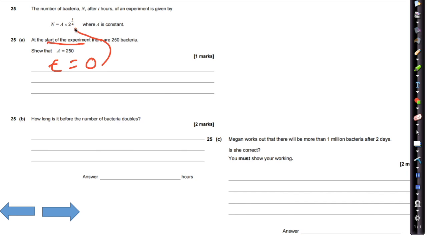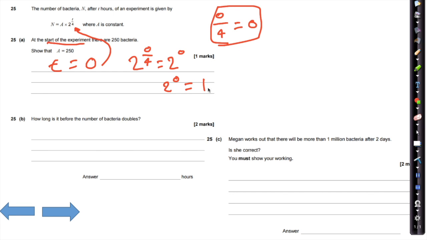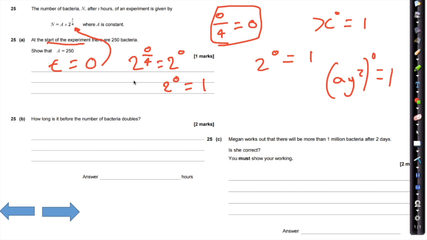If we substitute 0 instead of our t up here, we get 2 to the power of 0 over 4, which is 2 to the power of 0, because if you divide 0 by 4, that's just going to be 0. And 2 to the power of 0 is 1. Remember, one of our indices rules was anything to the power of 0 is 1. So if it was x to the power of 0, still 1. A squared to the power of 0 would still just be 1.